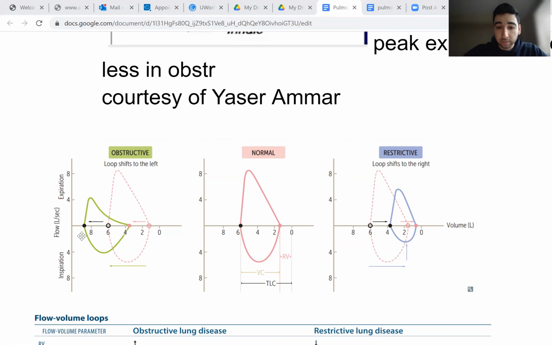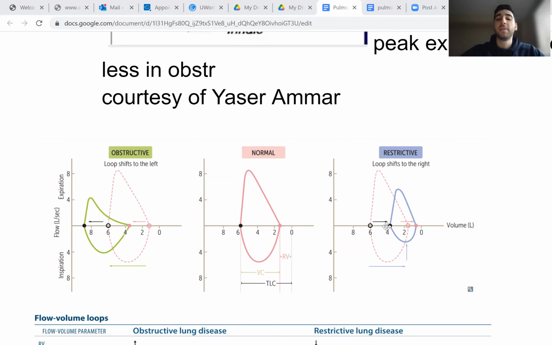They can still inspire relatively normally, but when they expire, there's not a lot of air that they can push out. So this peak expiratory flow will decrease dramatically, because they can breathe out, but it won't be as fast as the normal lung, right? Because they're obstructed, that's right, sorry. They're obstructed, so when they breathe out, they breathe out very slowly, and this peak will not reach the normal lung. In restrictive disease, this is what I meant to say earlier.